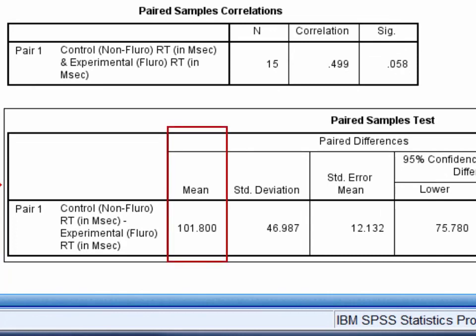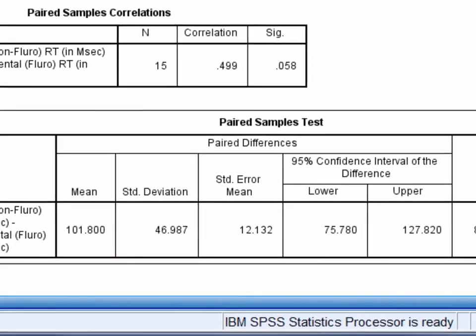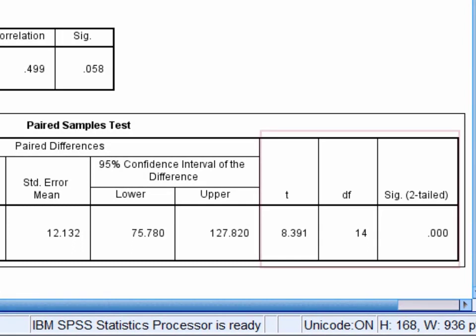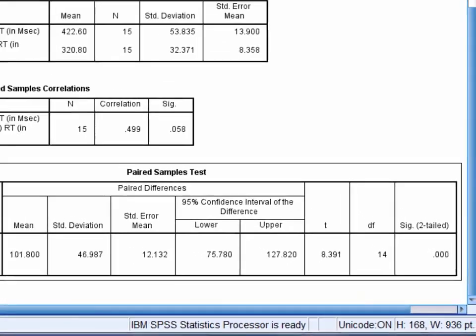In the first part of this table, we can see that the difference between the two means is 101.8 milliseconds. And if we look to the right, we have the results of the paired samples t-test. The null hypothesis for this test is that the difference between the two means is actually 0. As the t-test here is statistically significant, because the significance level is less than 0.05, we can reject this null hypothesis. So in other words, the two condition means differ by more than would be expected by chance alone.